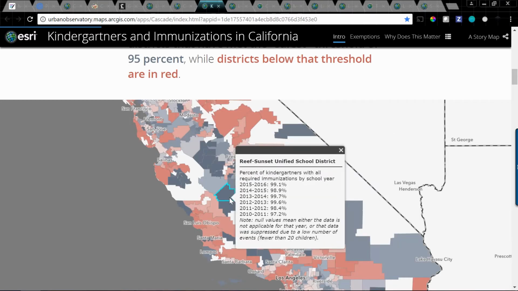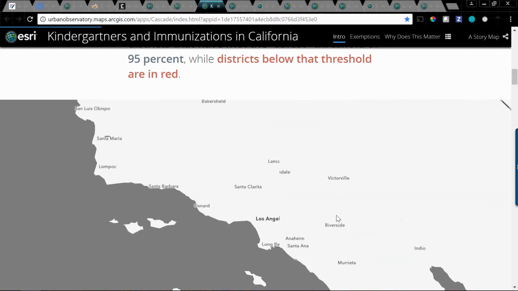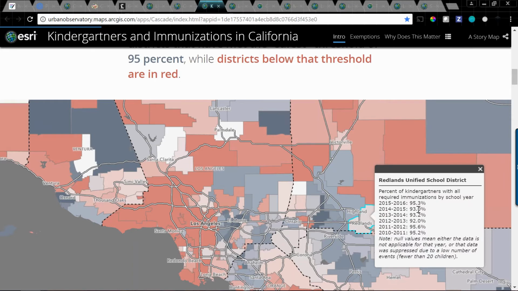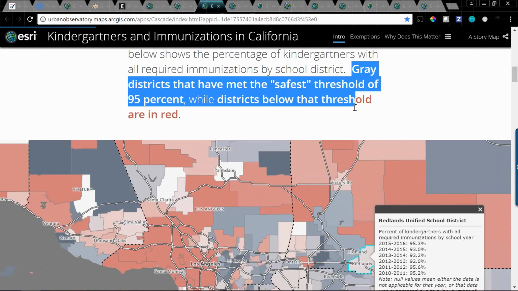If I click on a dark gray area, look at that 99% immunization rate in the most recent year. Or we're down here in Southern California, in Redlands, and we're only at 95%. And I forget, what was the target goal? It was like 90%? The target goal, I believe, was 98 or 95? Yeah, the average was 98. Oh, yeah. So you want a 95% threshold. It's almost like she anticipated my inability to remember things and put the information right there in the story map.